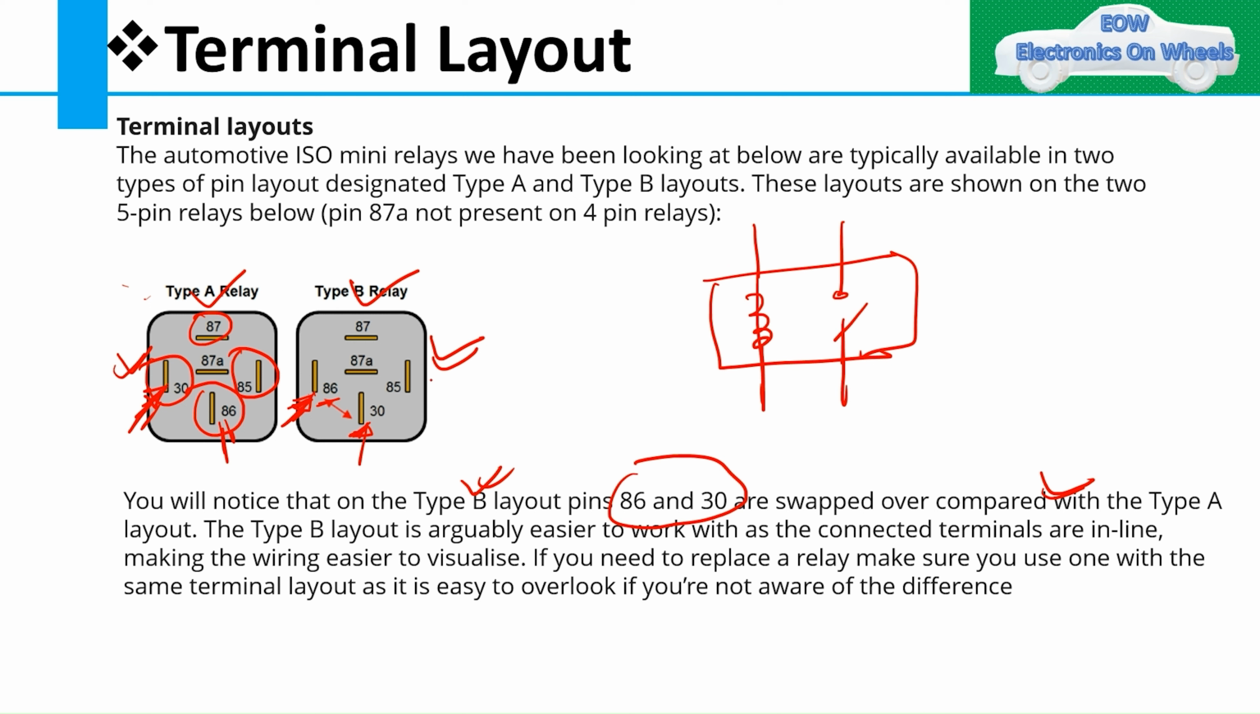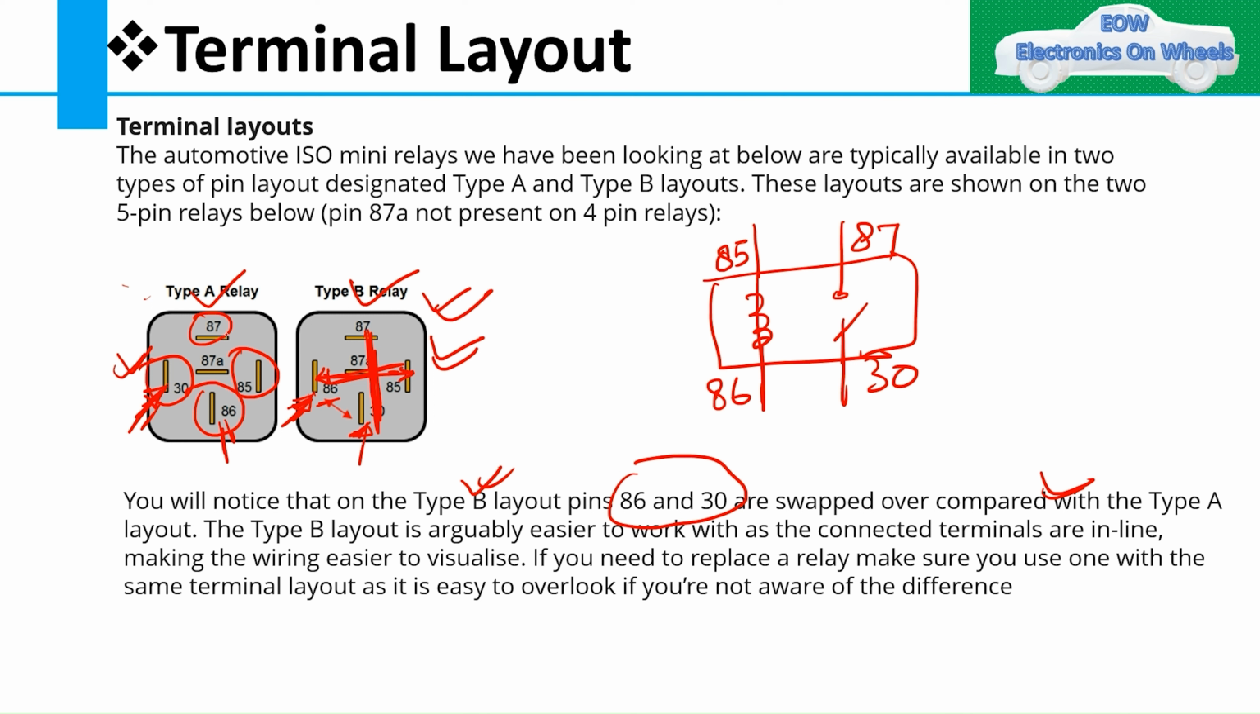If you are using this type B relay layout, you will have 85 here and 86 here. So 85 and 86 are opposite to each other. Can you see here in type B relay? This is opposite to each other, right? So it will be easier to visualize that this is my coil connection, and this is my contact connection, 87 and 30. 87 and 30 is my contact connection. So it is very easy when you are following the type B relay.